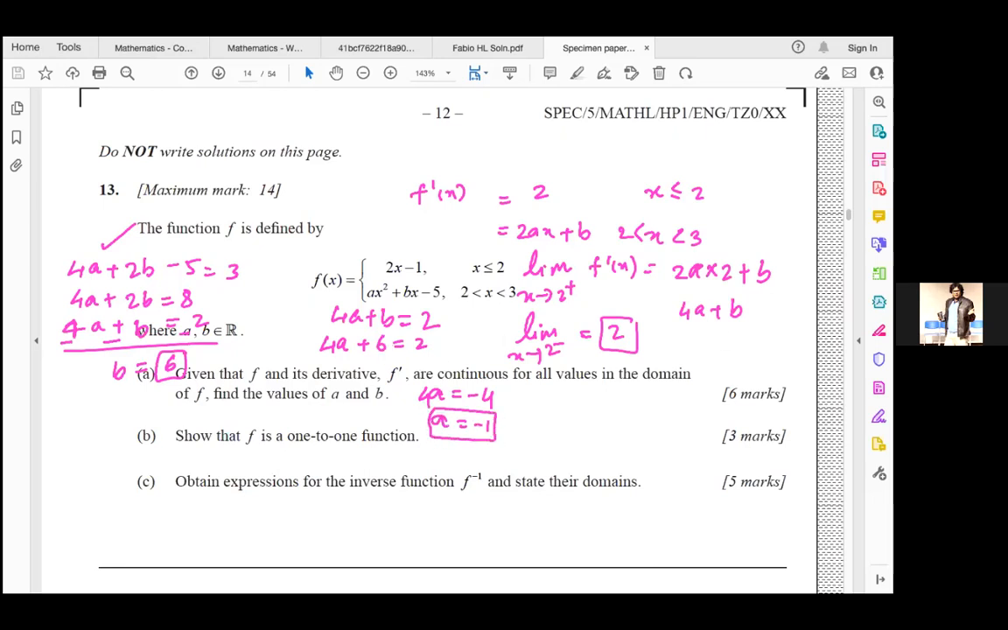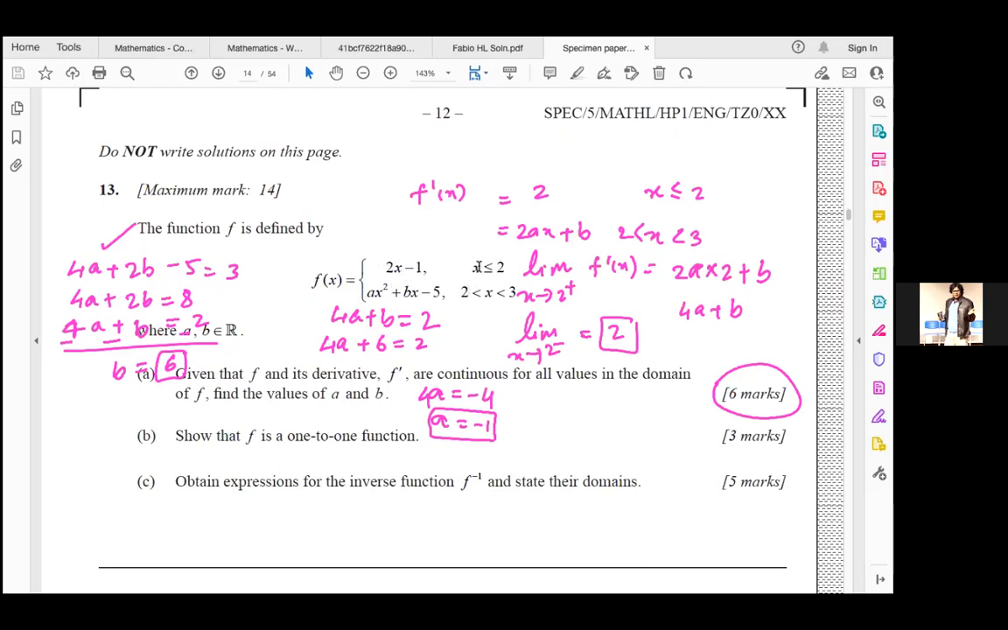So in this way, we can find out the values of a and b using the concept of continuity and differentiability. So the moral of the story here, basically, is that if you take left and right limits and all those, and it is confusing you, just simply write down the x values.